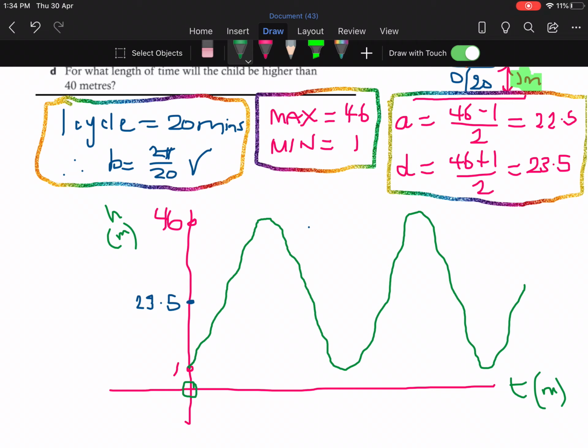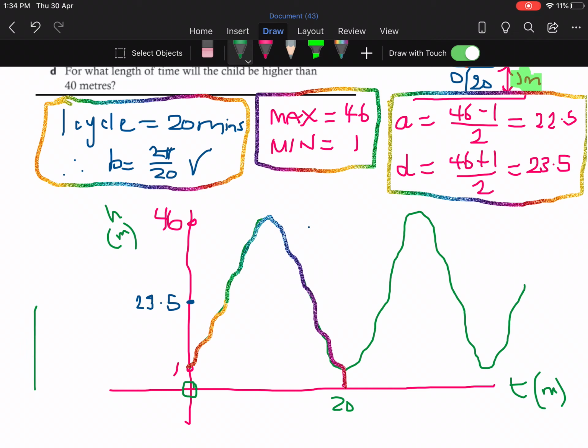So what is one cycle here? Well, one cycle is when it starts at 1, it goes all the way to 5 minutes. So this point here, because it's at 23.5, then it goes all the way to the maximum. And then at 15 minutes it comes to there, and then it comes back down here. So this point here is 20 minutes. So that's one whole cycle.